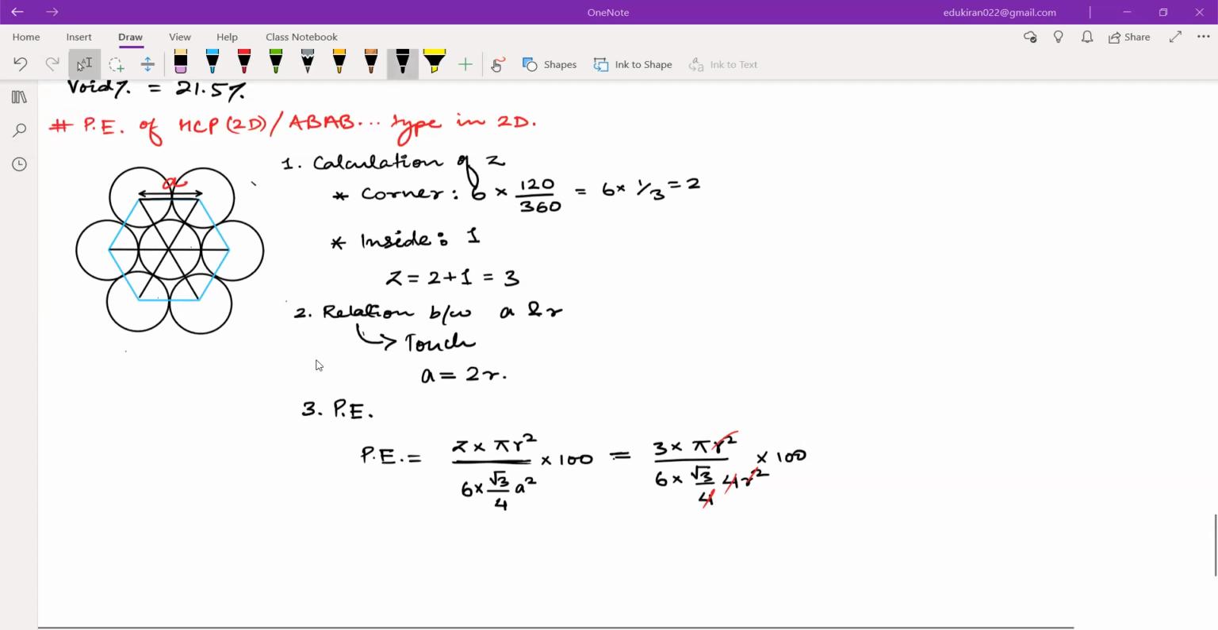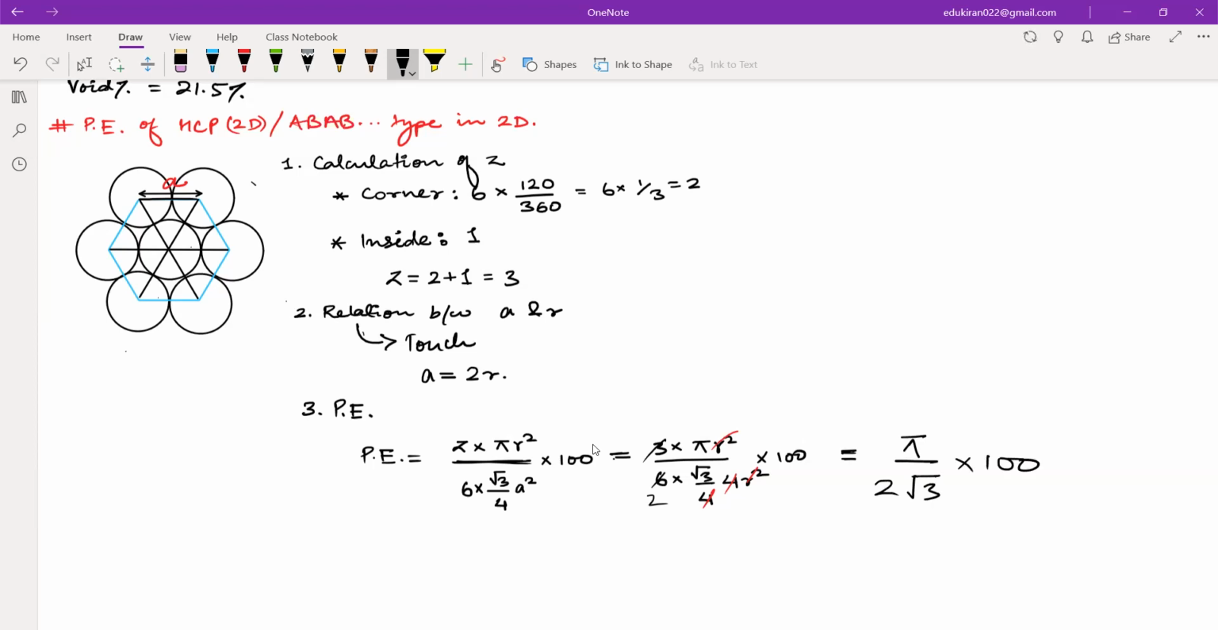So then what did you do? I did 1 by 2 into 100. 1 pi divided by 2 into 100. I forgot to multiply. Okay, fine. So pi divided by 2 root 3 into 100. So you know the value of 2 root 3, yes or no?